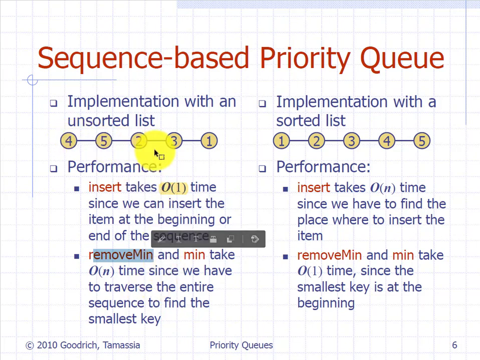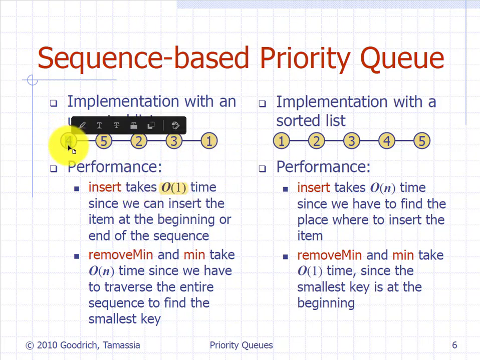Well, looking at these keys, because it's unsorted, we would need to find the minimum. And what is the complexity of finding the minimum key in a sequence-based priority queue which is unsorted? Well, we're going to have to visit everything, because we have no guarantee that the minimum will be in any particular position. So we start here.